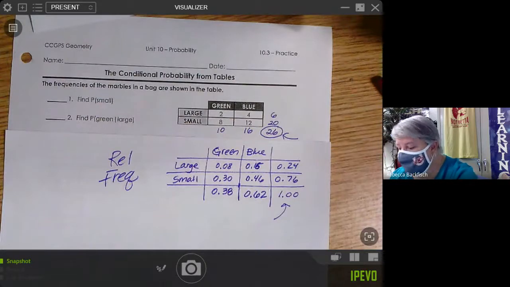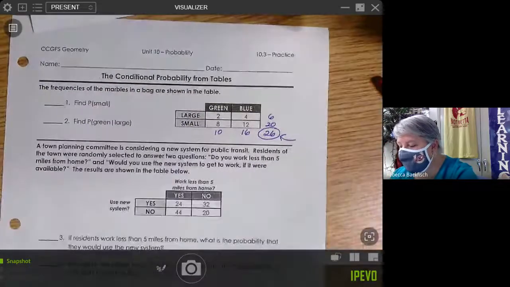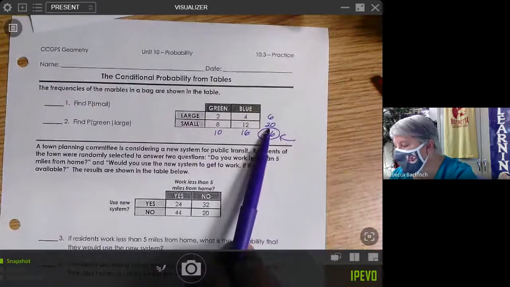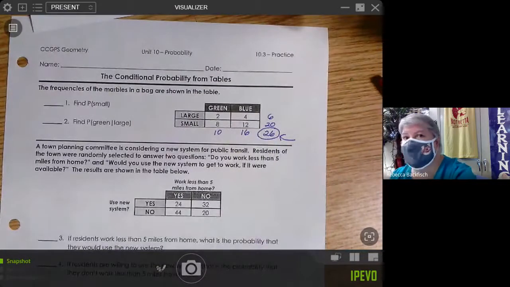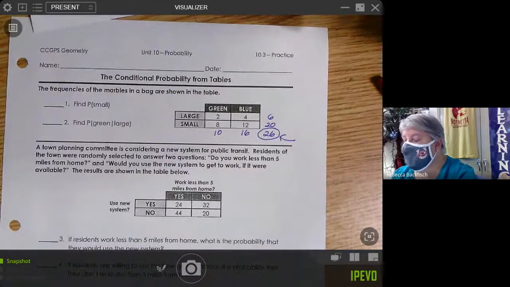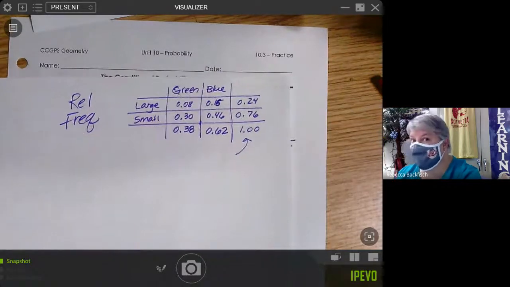However, a lot of times we don't necessarily go to the point of finding this, because we can still easily find that out of this. If I want to know the probability of drawing a small marble, 20 out of 26. It's not a hard division problem, right? So a lot of times we use just the plain old frequency table, but I wanted you to know that the relative frequency table has decimals instead of numbers.